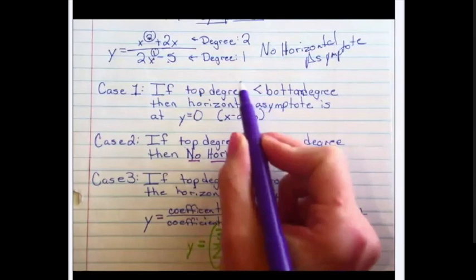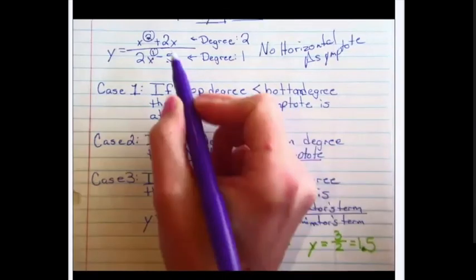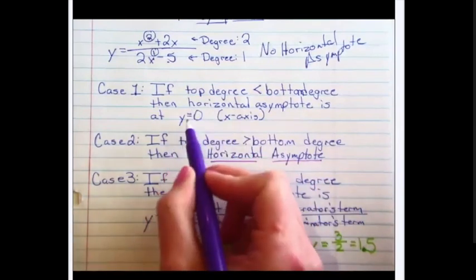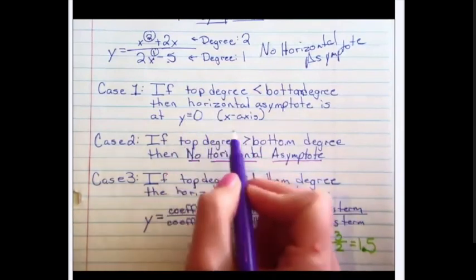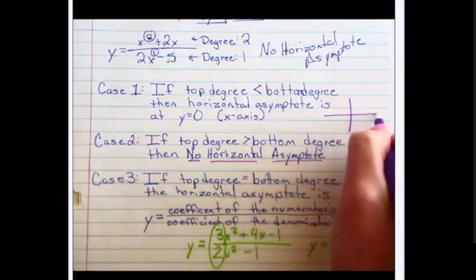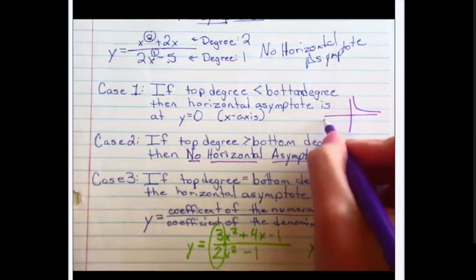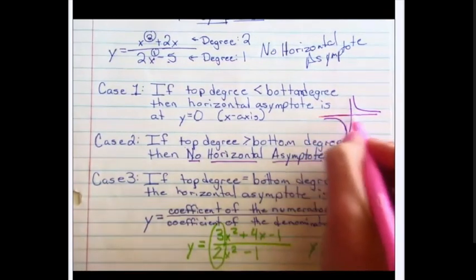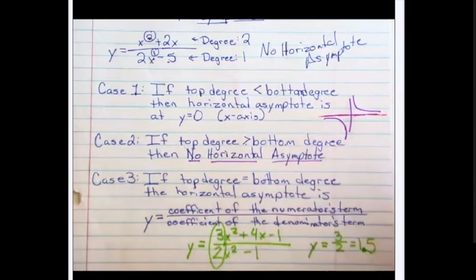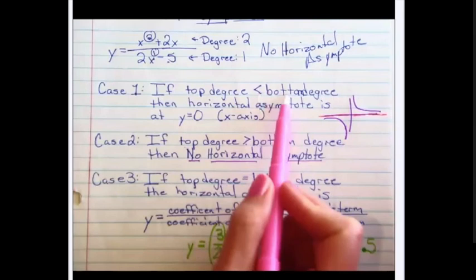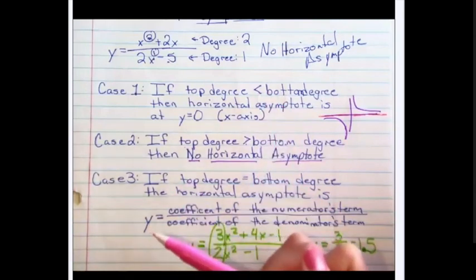Okay. If the top degree is smaller than the bottom, so if I flip-flop that around, then the horizontal asymptote is always going to be equal to 0, y equals 0. It's always going to be the x-axis. So something that looks like this. And I lost my other color pens. The x-axis would be that horizontal asymptote. So it's getting closer and closer. Anytime the top is less than the bottom degree, we're going to have that one.